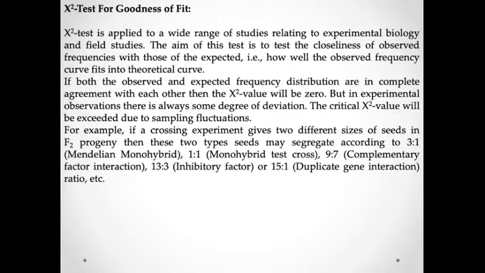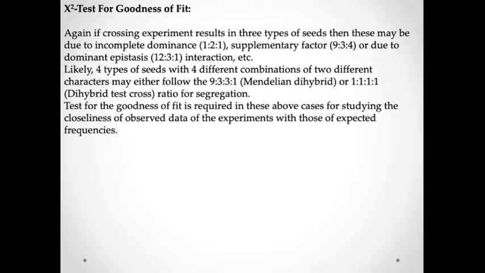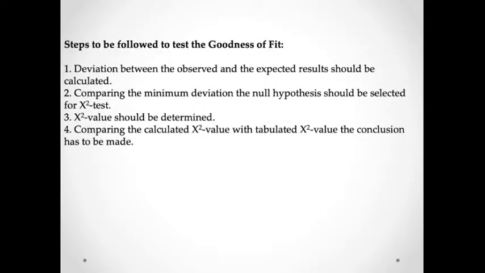For example, a crossing experiment gives two different sizes of seeds in the F2 progeny, and these two types of seeds, according to the Mendelian hybrid, that is, if it is Mendelian monohybrid, then it is 3 to 1. If it is a test cross, then 1 to 1. Complementary factor interaction, then 9 to 7. Inhibitory factor, 13 to 3. Duplicate gene interaction, 15 to 1. So these are the various ratios that we get in the case of F2 generations. So now, how do we do this chi-square test, goodness of fit?